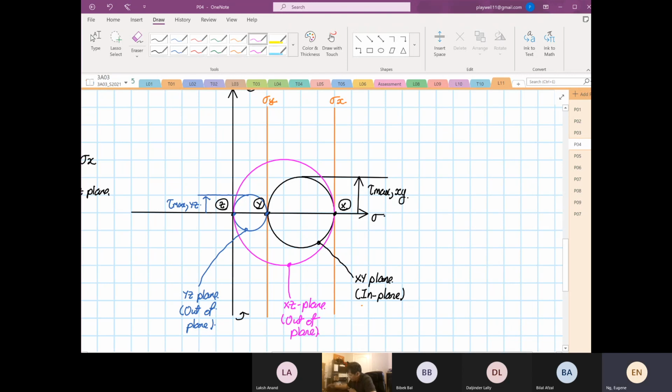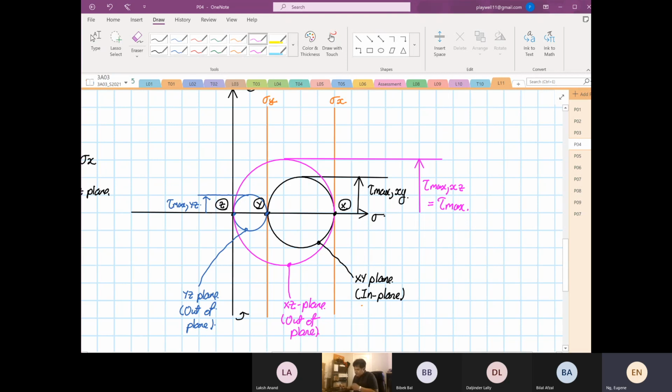Right? And then now, if we were to draw this, it has the biggest radius, yes or no? So you put over here, right? So this will be your tau max. And is your tau max for your XZ. And this is in fact your maximum shear. Okay.